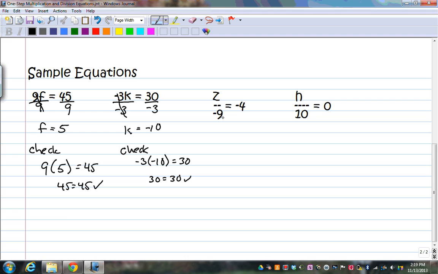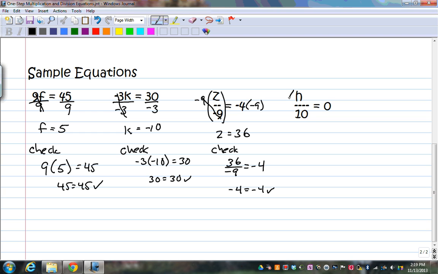Next, I have z over negative 9. That means z divided by negative 9. The way I'm going to get rid of it is I'm going to multiply both sides by negative 9. And then I have z is equal to negative 4 times negative 9, or a positive 36. Let's check to see if I'm positive. 36 over negative 9 should be equal to negative 4. 36 divided by negative 9. Negative 4 equals negative 4. Woohoo! And then the last one, h divided by 10 is equal to 0.